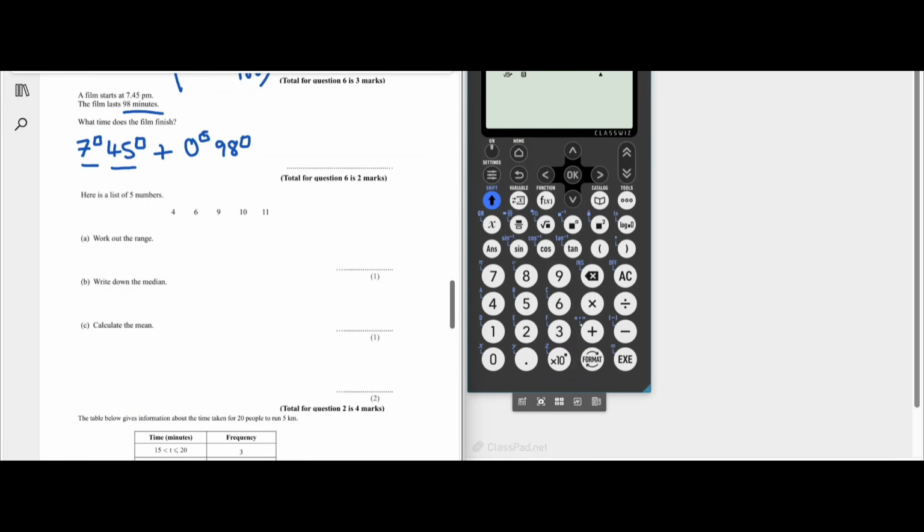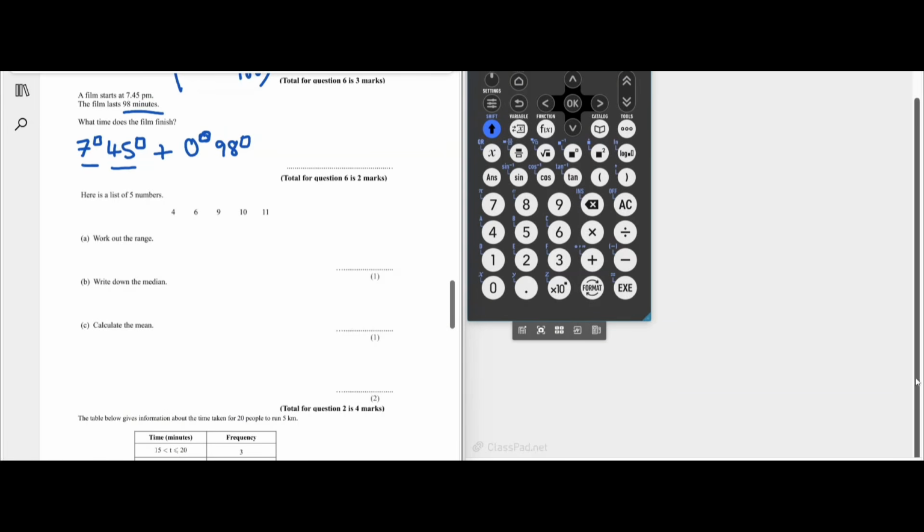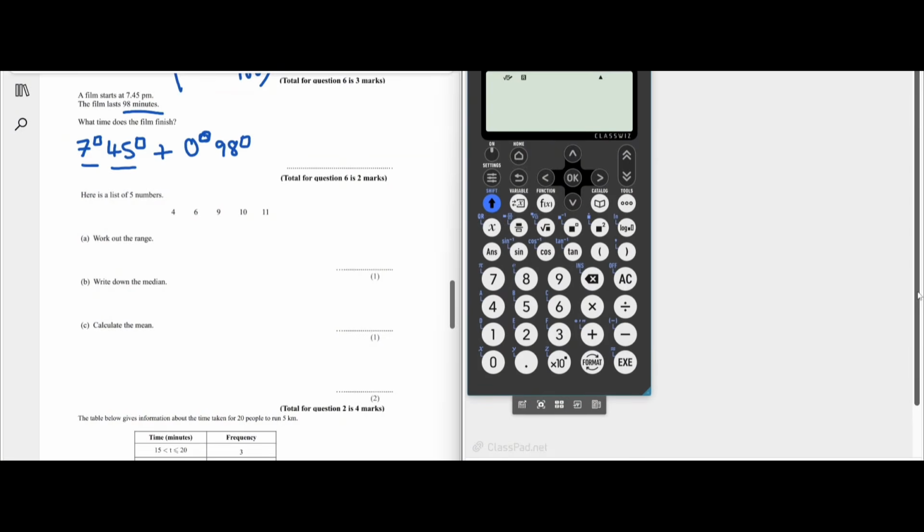So when I type this into my calculator, that's what it's going to look like, and that will just give me the answer straight away. Because people often make mistakes when they're in the exam and they're stressed and you're having to add time. So just use your calculator, even if it's something simple like that.